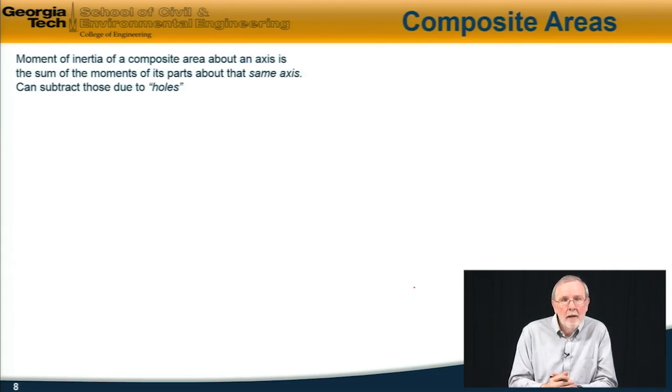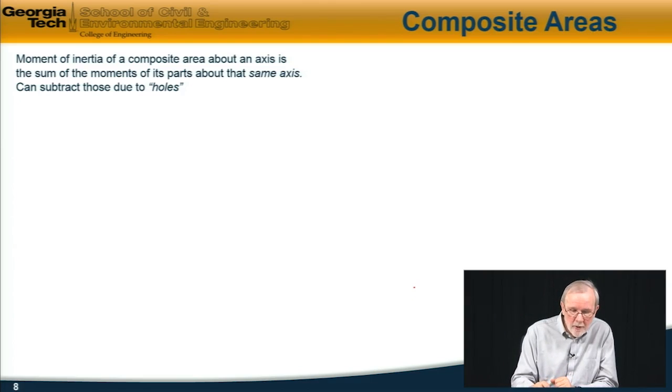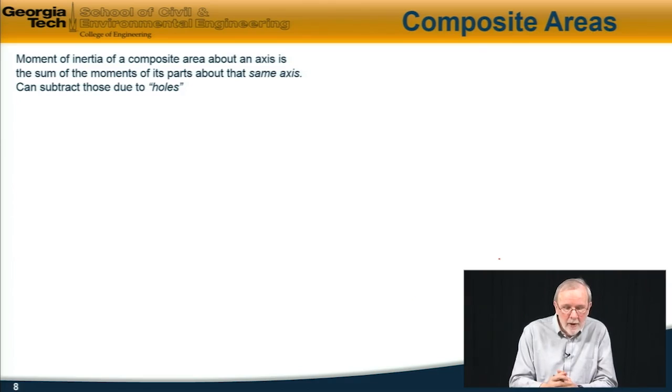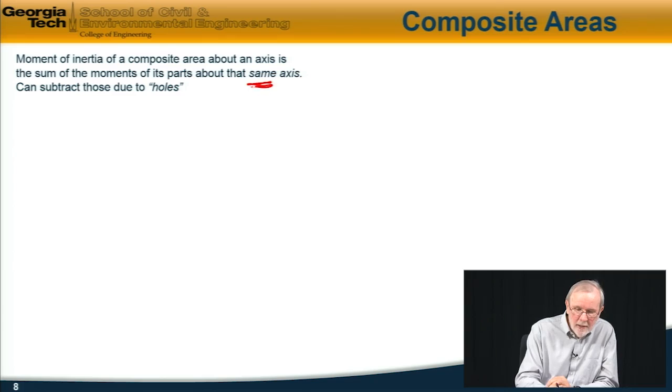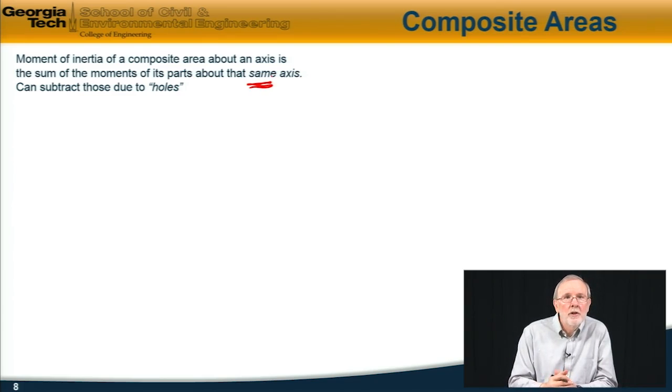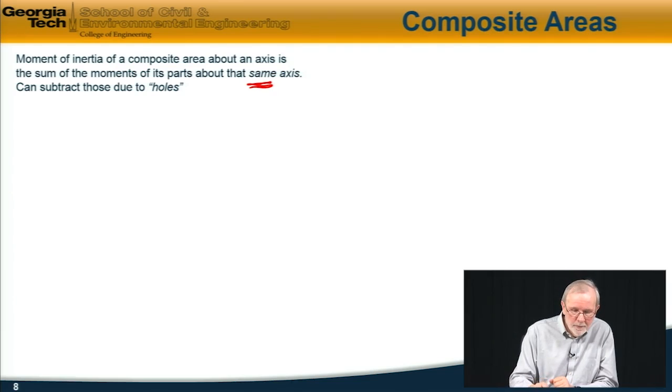Now, again, similar to what we did for centroids, we can compute composite areas by adding them together. So the moment of inertia of a composite area about an axis is just the sum of the moments of inertia of its parts about that same axis. And I emphasize here that it must all be referred to the same axis. And as we did when we were computing centroids, we can subtract those due to holes.